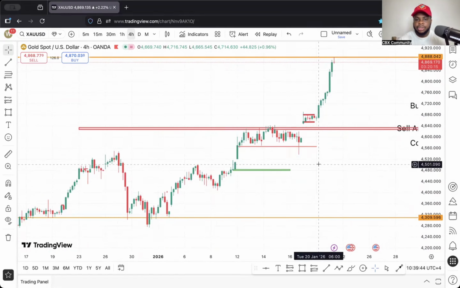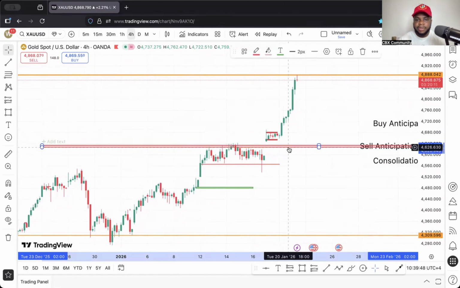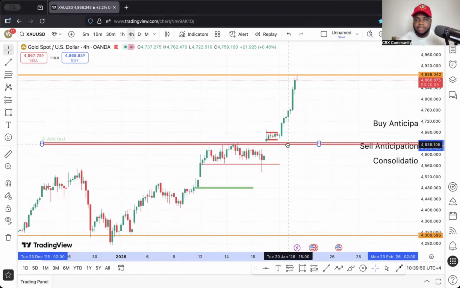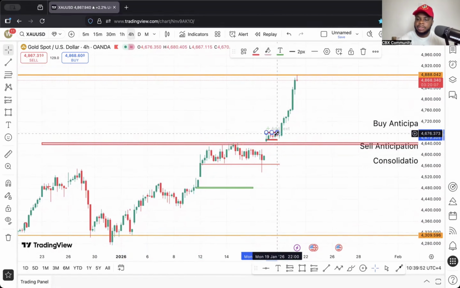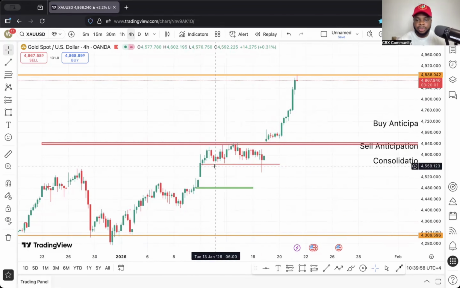So looking at the condition of the H4, we have a resistance zone over here. Let me delete this. So we have a resistance zone over here. We have a support zone.